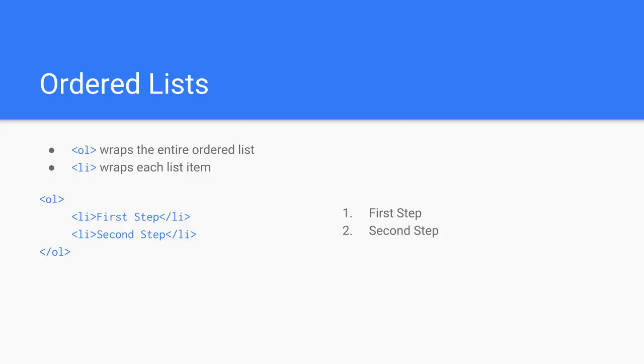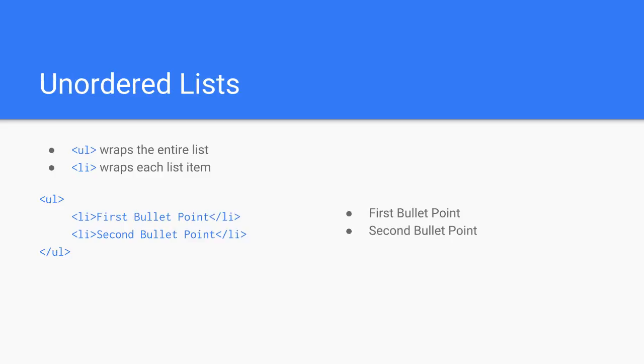So for ordered lists, we have OL, which wraps the entire list, OL for ordered list, and then LI for list item wraps each item inside of the list. So this HTML would result in this list. What's nice about this is we don't have to number each item in our actual content. We don't have to say 1 and 2. It's automatically added, so our browser will automatically add that numbering for us. And we can change the style of that numbering, like if we want Roman numerals or what kind of margin we want, things like that. But it'll add the numbers for us by default.